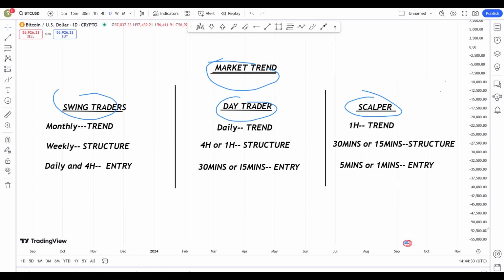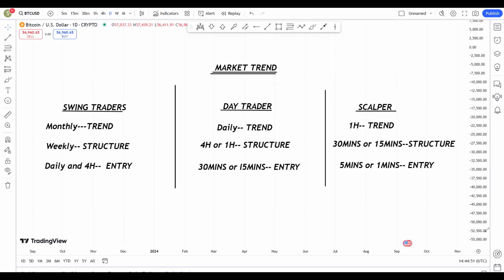Now, if you're looking at my screen, swing traders are those who start the analysis from the monthly time frame, weekly, and then they execute on the daily and the 4 hours time frame. And now, how does this work? On the monthly time frame, what do they look out for? The trend of the market, which is what we're going to be talking about today.